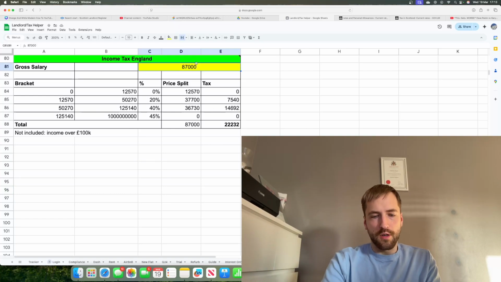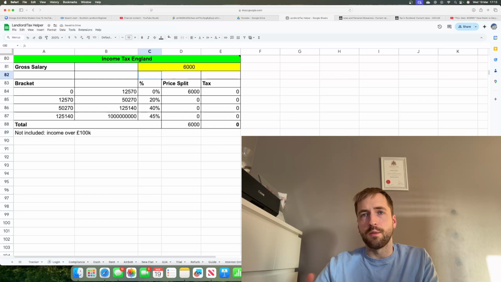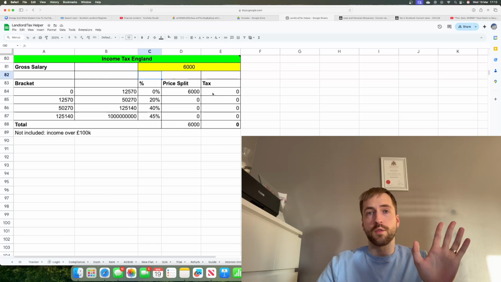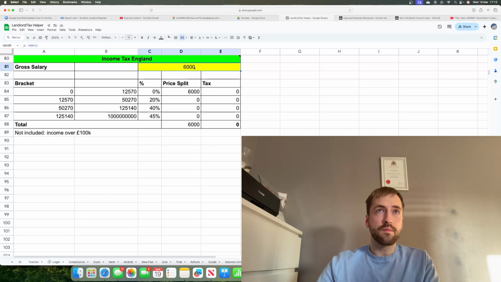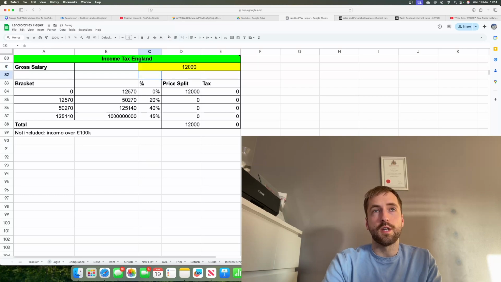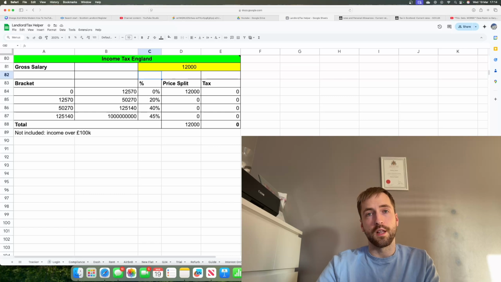Say, for example, you earn £500 a month. That means £6,000 a year, a little part-time job. You are under the 12,000 allowed, therefore you pay zero tax. You don't have to worry about income tax at all. It goes up to 1,000 per month, so 12,000 per year. Again, 12,000 per year, you're under the 12,570 allowance you have, you pay zero tax.